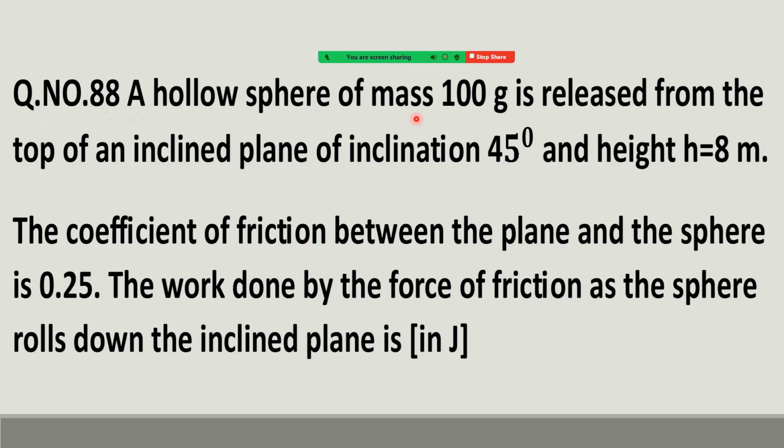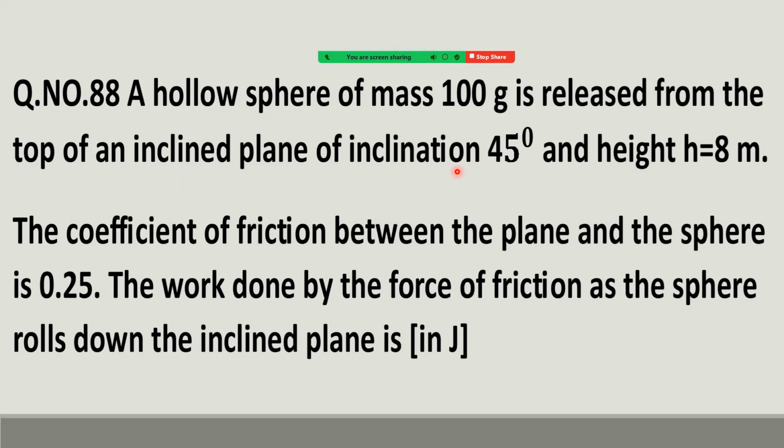A hollow sphere of mass 10 gram is released from the top of an inclined plane of inclination 45 degree and a height h equal to 8 meter. The coefficient of friction between the plane and the sphere is 0.25. The work done by force of friction as the sphere rolls down the inclined plane is. So first of all, focus here. First, what we have to focus on here, it is a hollow sphere.